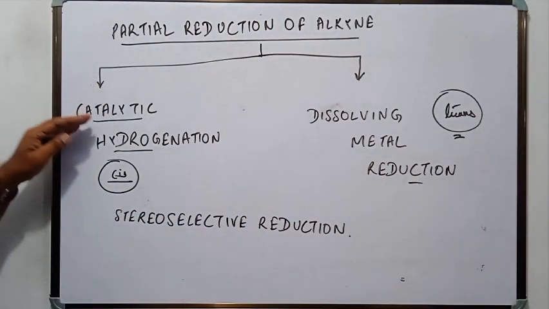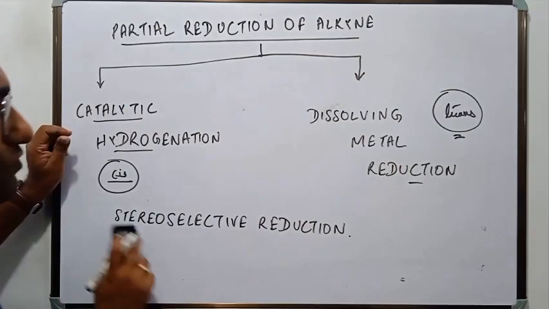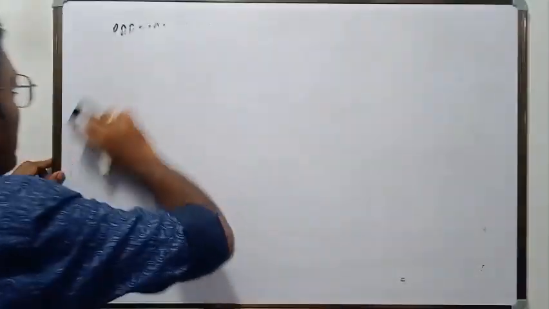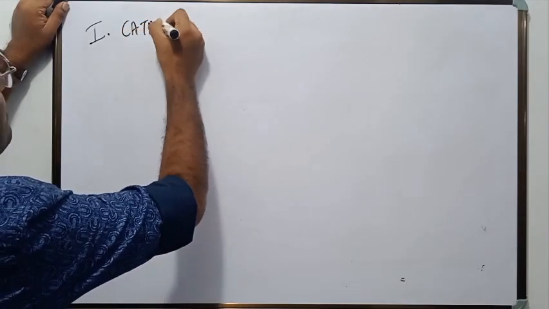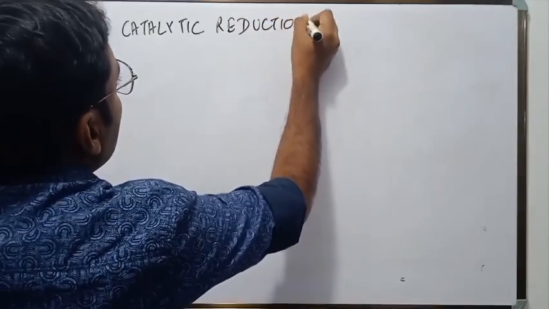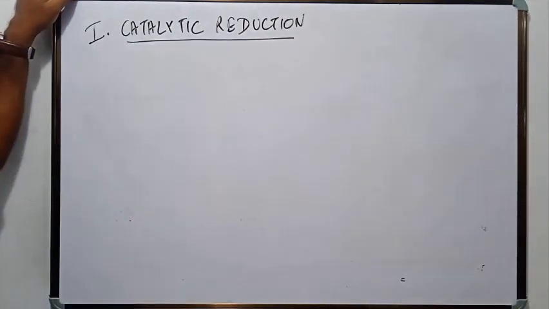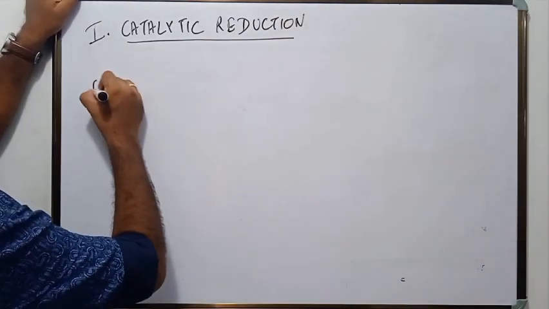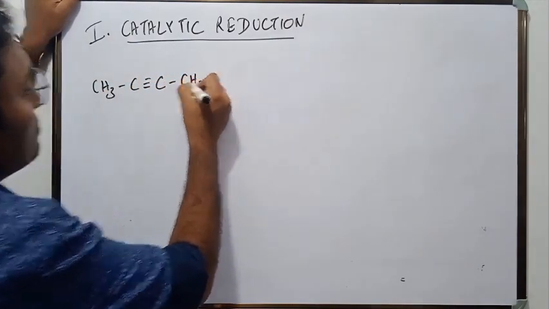Let us see our reaction and mechanism, and then we will understand why cis is formed in catalytic reduction and trans is formed in dissolving metal reduction. So first we are going to discuss catalytic reduction. Number 1, catalytic reduction. Let us see what is happening in this reaction. You are going to take a substituted alkyne, so that you get to know whether it is cis or trans. You can easily identify this if you take a substituted alkyne rather than acetylene.